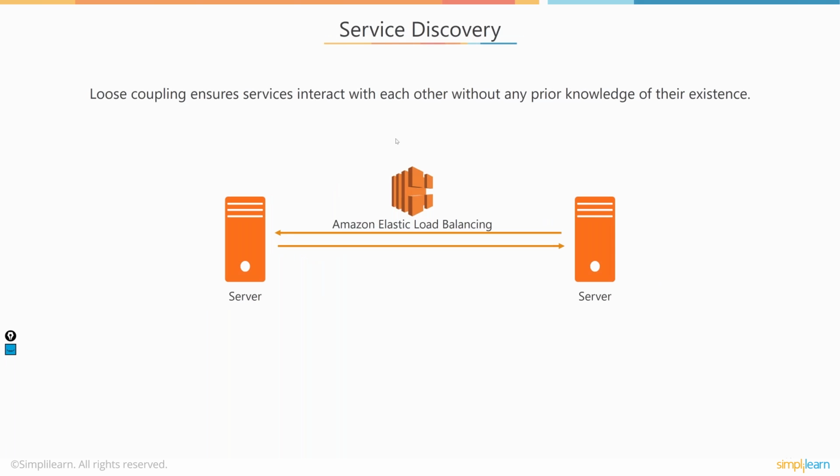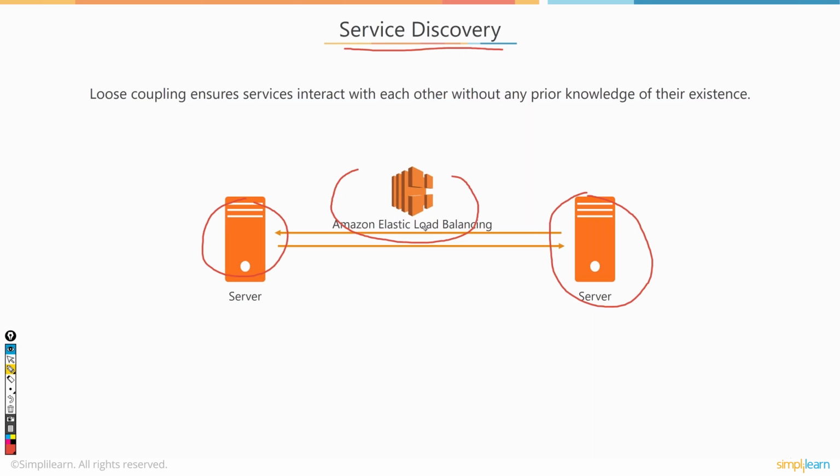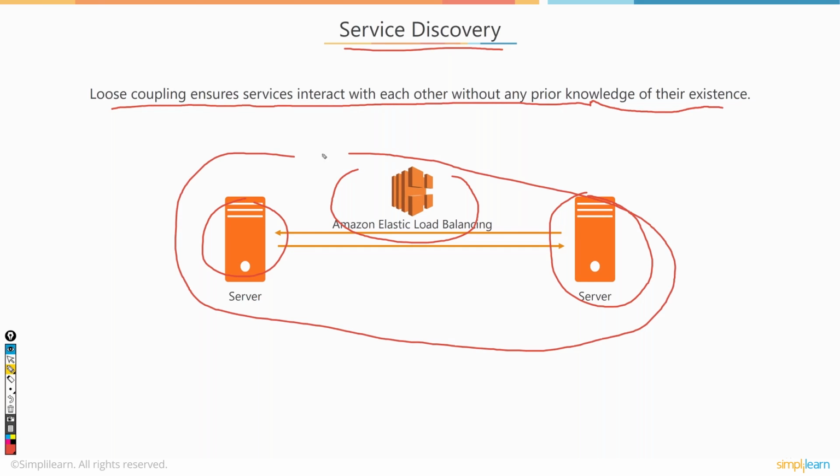Now, also, as we mentioned before, ELB itself is aware of lots of servers in the pool, so you don't need to specify IPs. Hence, service discovery. It is aware of the presence of all those servers, and it knows when they go down. So that's the loose coupling bit: it ensures that services interact with each other without any prior knowledge of their existence, and that's all as one system, which is integrated with elastic load balancing.